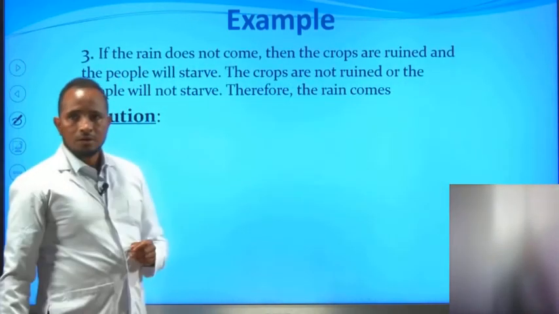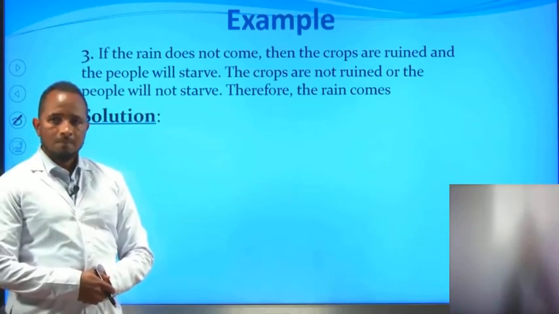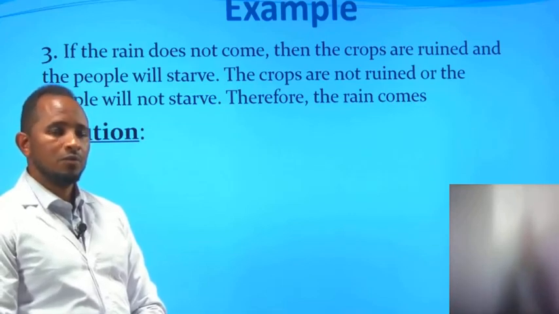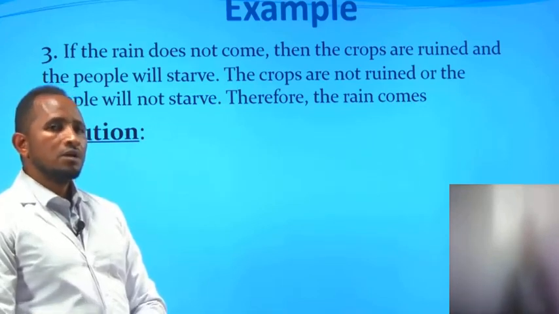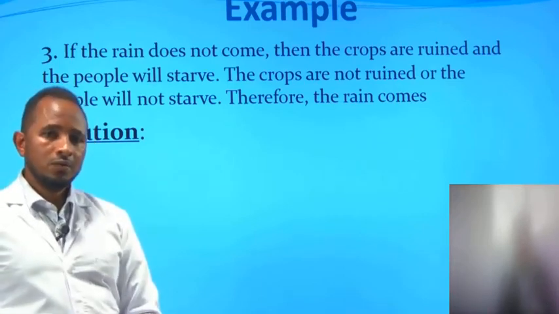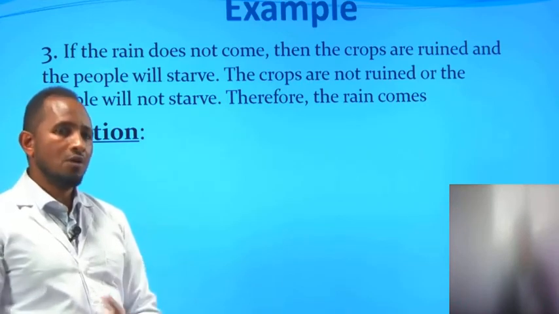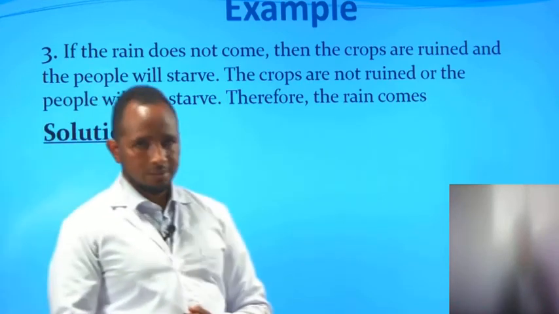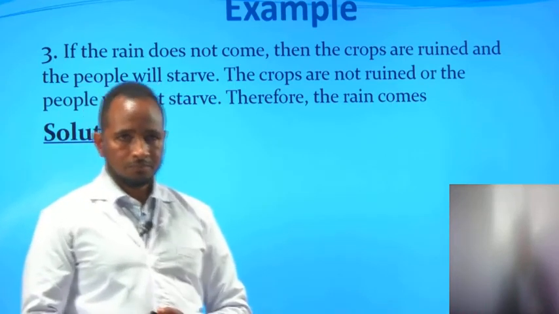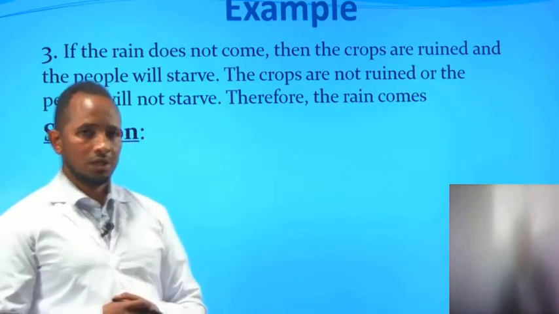Okay, let's have this. If the rain doesn't come, then the crops are ruined and the people will starve. The crops are not ruined or the people will not starve. Therefore, the rain comes. Check the validity of this argument. To check its validity, we need to convert this into symbolic representation.